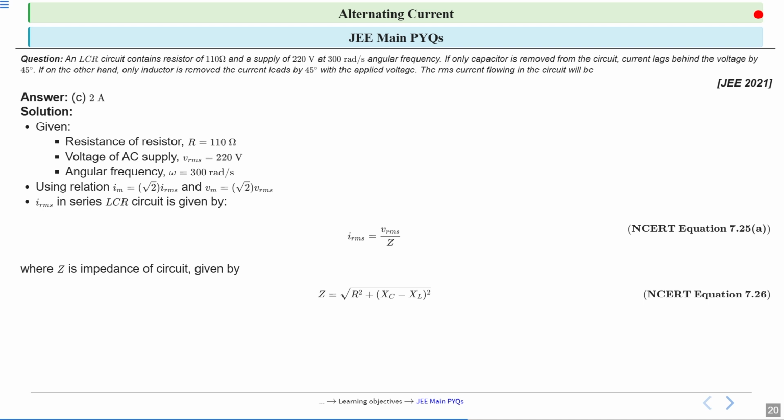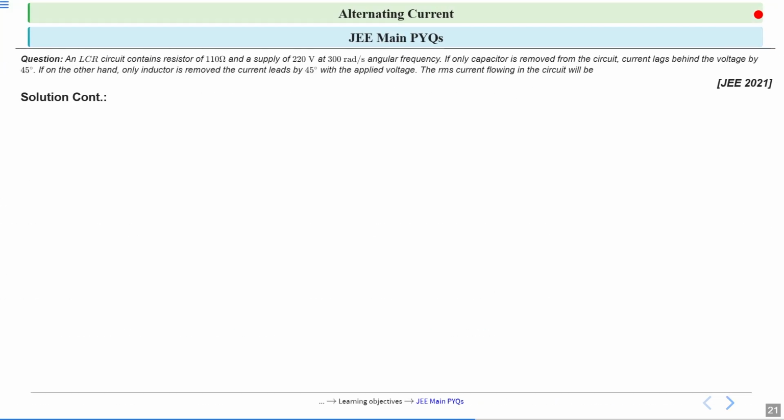So now we will find what XC and XL are. To find the RMS current, VRMS is given, we have to find Z. For Z, R is given, we have to find XC and XL, or find in what condition the circuit is. Now to find IRMS we need to find the Z of the circuit first, and to find Z we have to find XL and XC first.